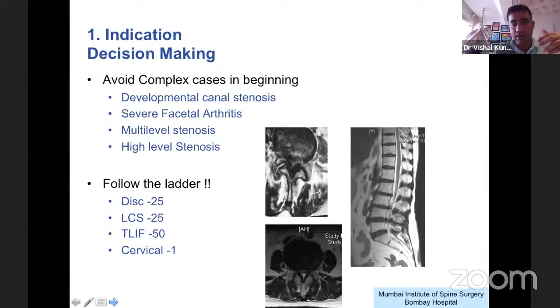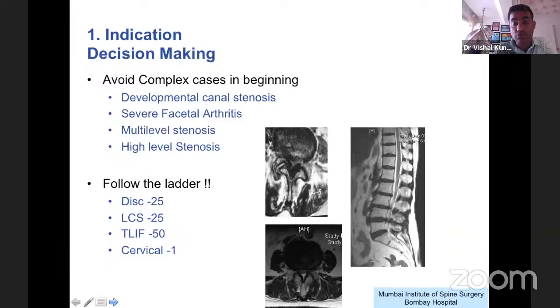Second point is that in the indication section, we must understand that MIS has its own learning curve. Even the best hand sitting in this panel would agree that we must try to avoid, at least in the first 50 cases, patients where developmental canal stenosis is present, because it's the bony narrowing of the canal, which sometimes may become extremely difficult to widen up by doing a tubular surgery.